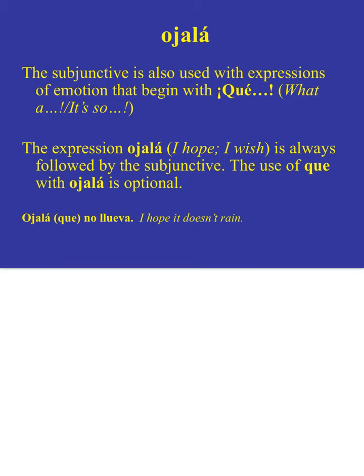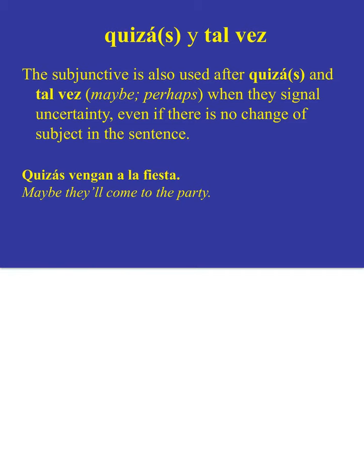Here's a great word that we've learned from Arabic. It's ojalá. It means God willing, or let's hope, or I wish. Whenever you use that word, it is followed by subjunctive. Quizás, or quizá, and tal vez, maybe or perhaps, they signal uncertainty, and therefore there is subjunctive following this.